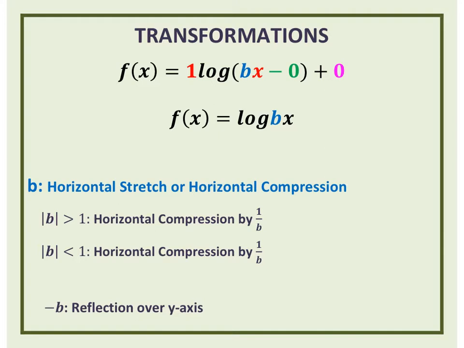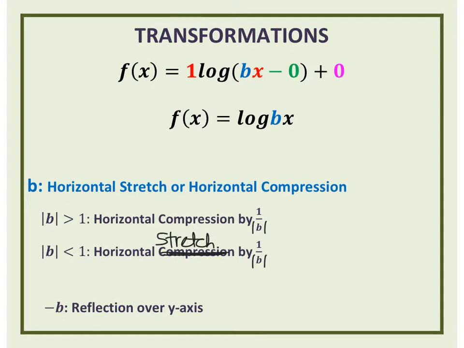The B value will be inside of your parentheses in front of your x. And we did talk about horizontal stretch and horizontal compression, and we always take the reciprocal of it. And again, stretches and compressions can only be positive numbers. So if we see a -2, a -2 still means that it's a horizontal compression because we're looking at just the 2 value. And apologies here, this should be a horizontal stretch.